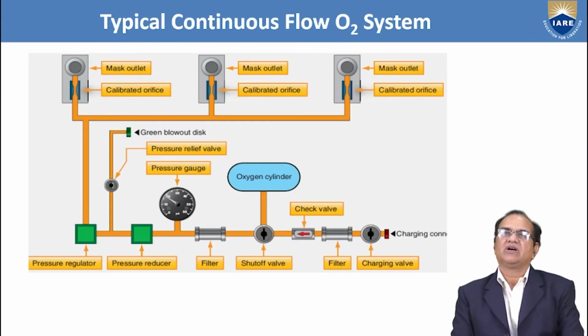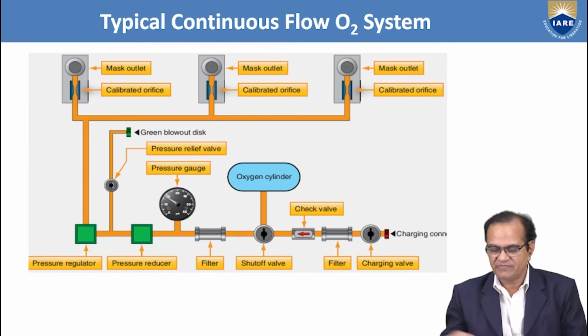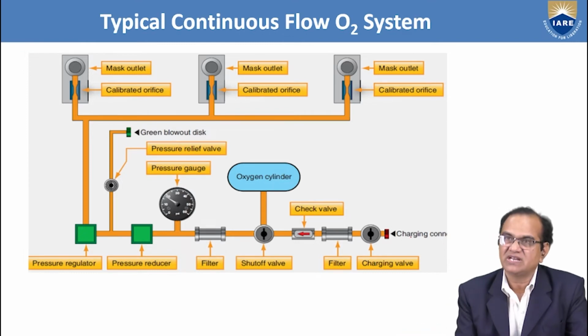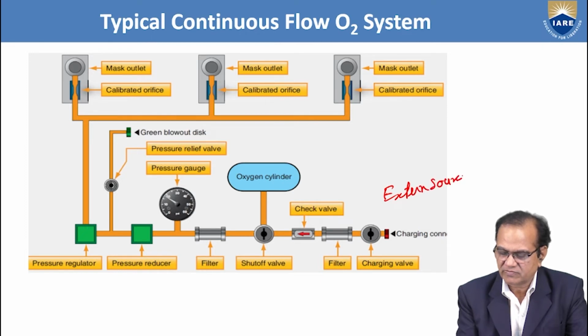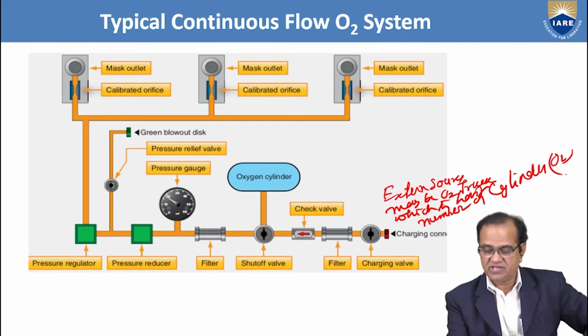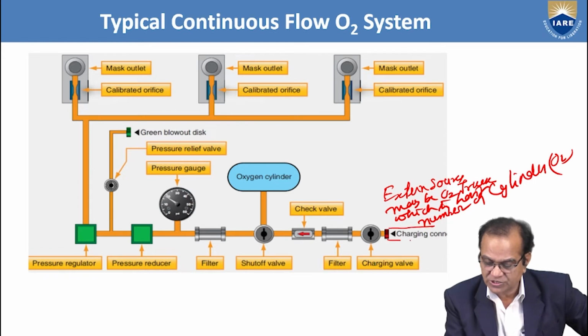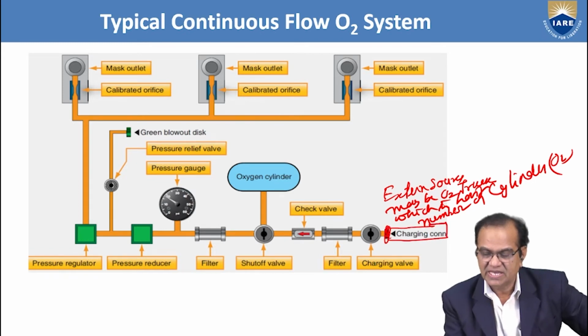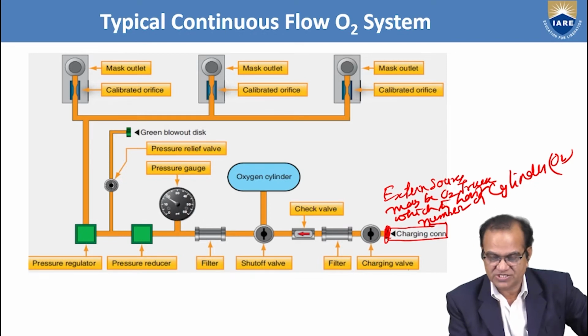Now I will talk about the typical continuous flow oxygen system. We can see here that the charging is done through the charging connection from an external source. The external source may be an O2 truck, which has a number of O2 cylinders. One hose is coming, and this hose is connected here, and then it is opened here, and this will go to the charging valve.